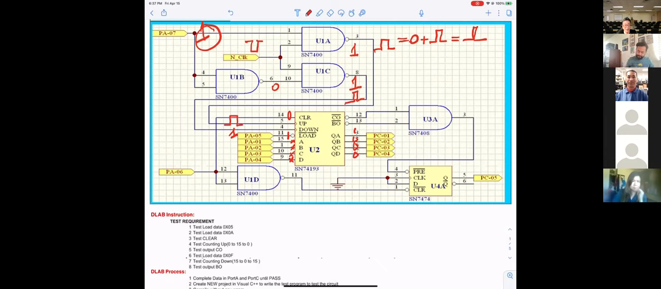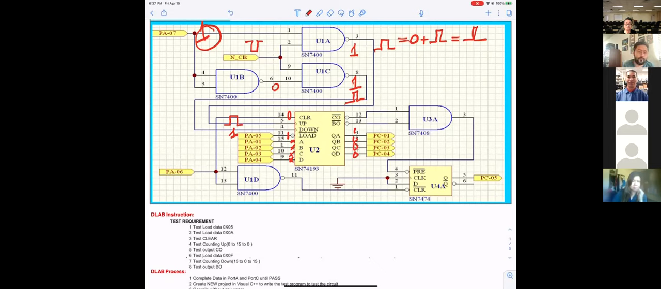Okay. So basically, if you want to count up, then you apply pin 7 at logic 1. If you want to count down, apply logic 0.